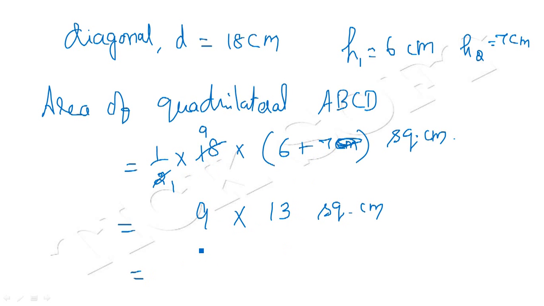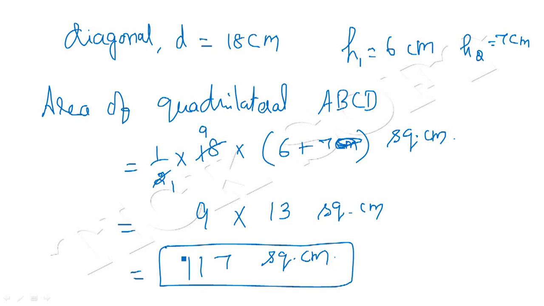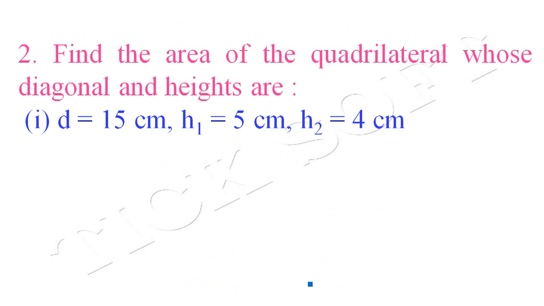Now we have to multiply this 9 and 13. If we multiply these two values, we get 117 square centimeter. That is, we get the area of the quadrilateral ABCD as 117 square centimeter. This is the required answer. And now we have the second question.